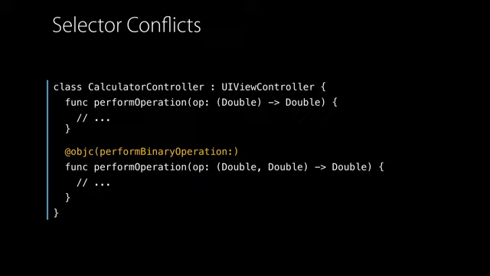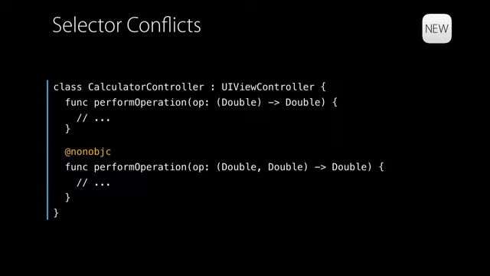In Xcode 7, we've added another option for solving this problem, which is the non-obj-C attribute. As you might have expected, this will take something that's normally exposed to Objective-C and prevent it from being exposed as such. You can apply the non-obj-C attribute to any method, property, subscript, or initializer.